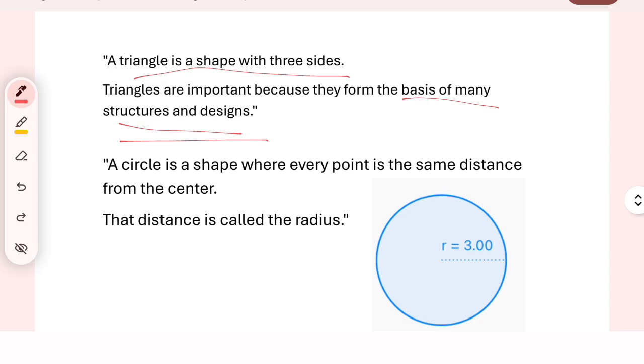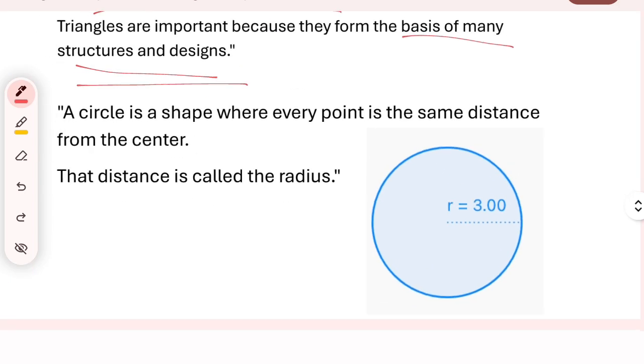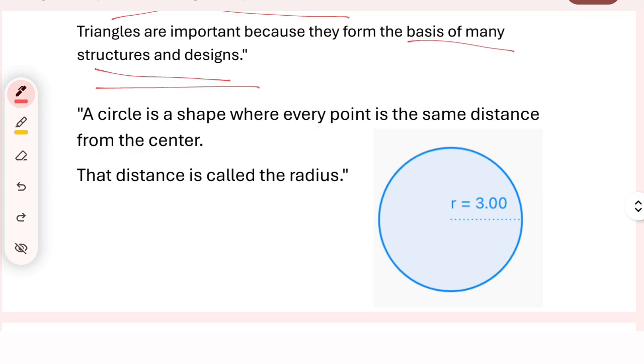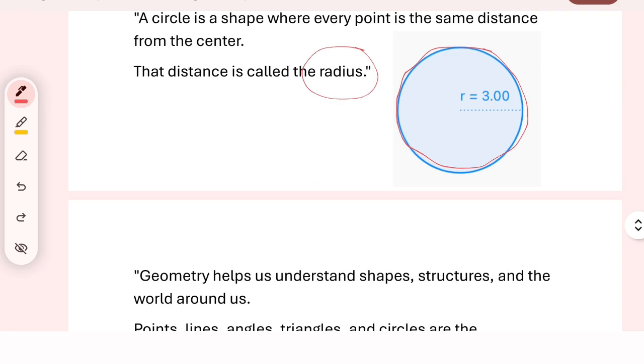A circle is a shape where every point is the same distance from the center. Every point on the circle has the same distance from the center, and that distance is, of course, the radius. That's the distance of every point on the circle from the center, the radius.